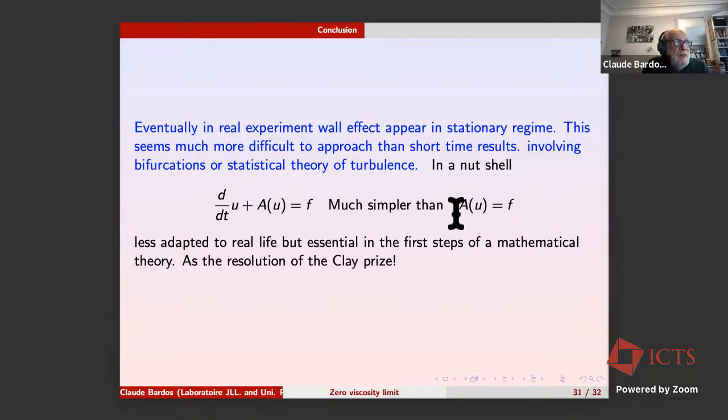For instance, if A is a matrix, this is always a well-posed problem by the Cauchy-Lipschitz theorem, but if 0 is an eigenvalue, you are in trouble. And A of U equal F also corresponds to what will be the limit when the time goes to infinity, or the relation between how the time goes to infinity for this solution, and that introduces either bifurcation, if you look at this problem, or this is the place where you had better deal with the statistical theory of turbulence.